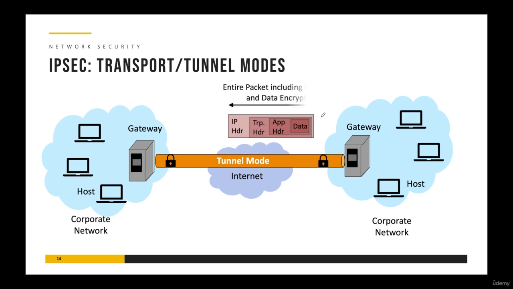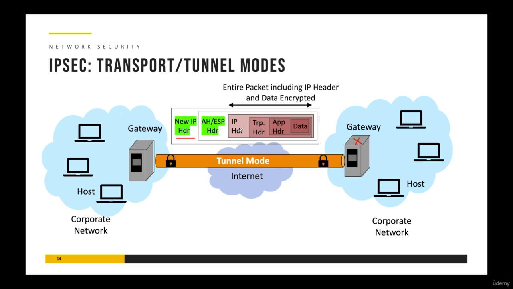So in the tunnel mode, we encrypt the entire packet, including the data as well as all the headers, and especially the IP header. Now, after doing this, we add a protocol header such as AH or ESP, but we also add a new header. Now this new header would contain the IP address of this gateway.